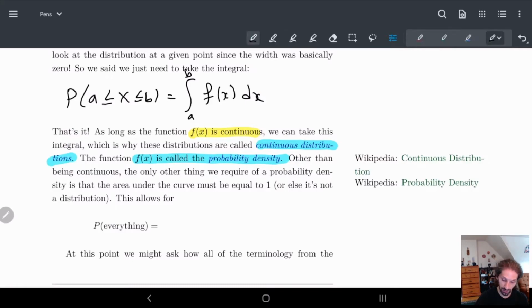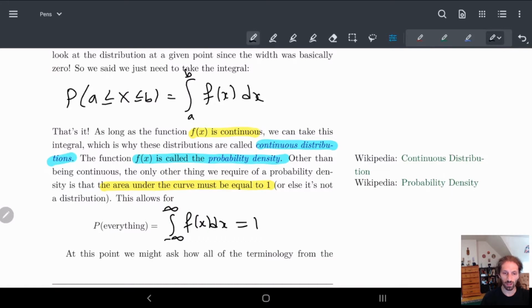Note that we must always require that the area under the curve equals 1, right? Or else it's not a distribution, because if I sum up everything, I need this to be equal to 1. So what is the sum of everything? This is just the integral from minus infinity to infinity of my function. This needs to be equal to 1. If it's not equal to 1, then you don't have a distribution, and you can't do this.